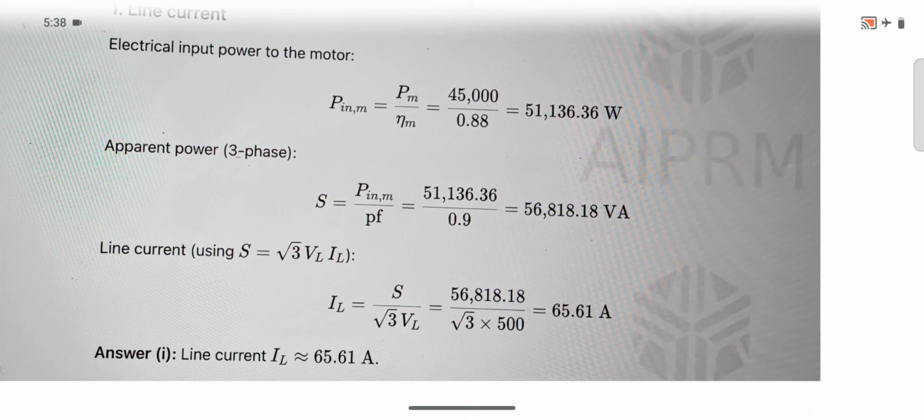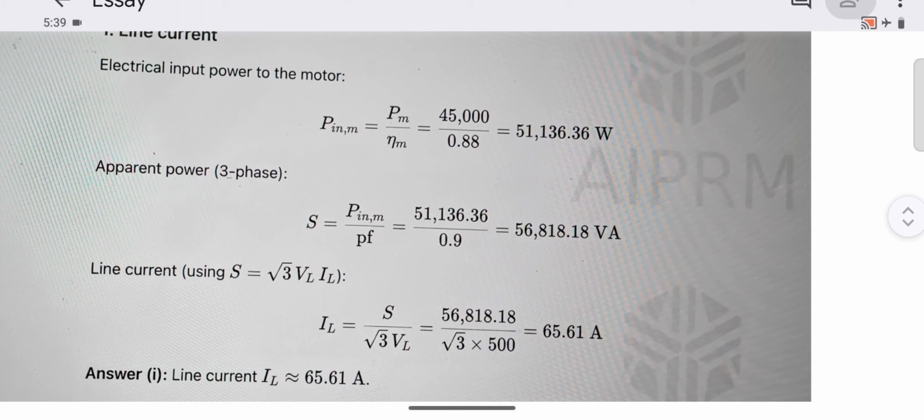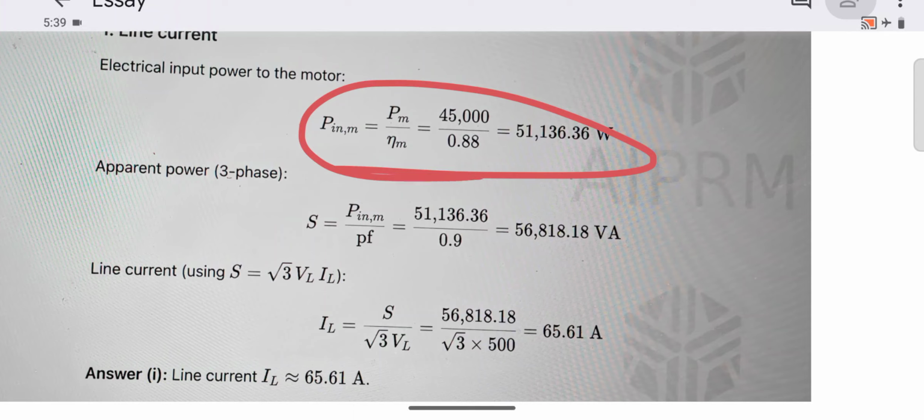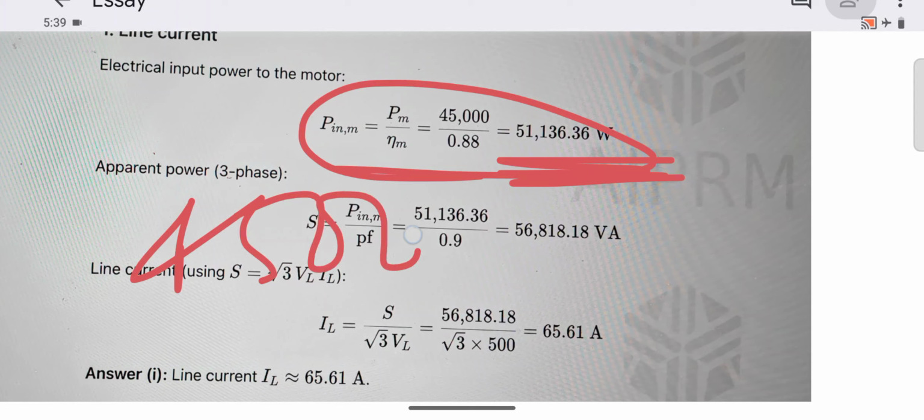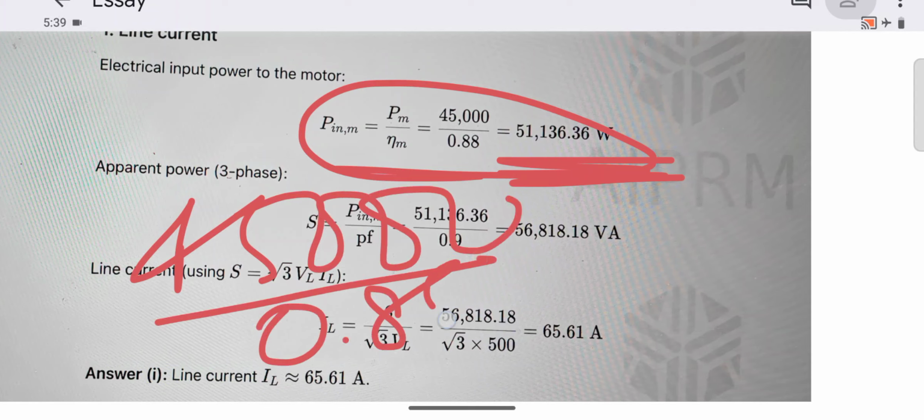So here power input is equal to, how did this expression come? I will show you. Power input is equal to output mechanical power divided by efficiency. So it will be 45,000 divided by 0.88. It will come like this.